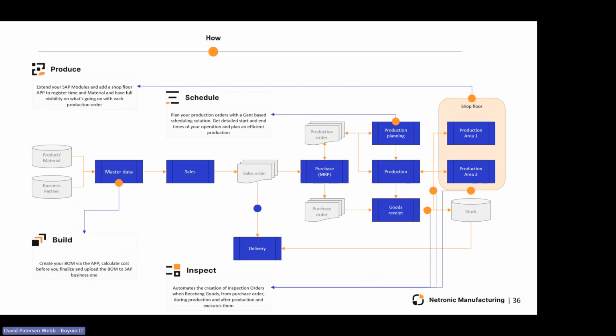Here we see a schematic of the integration landscape showing all four applications: Build, Schedule, Produce, and Inspect, with their relationship map to the ERP for sales, purchasing, production, inventory, and delivery.